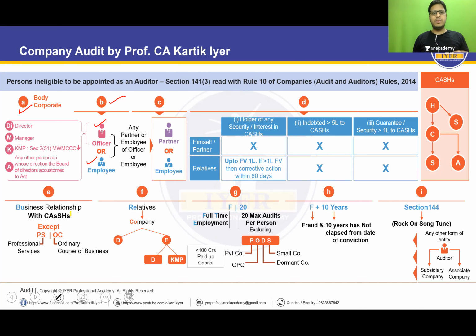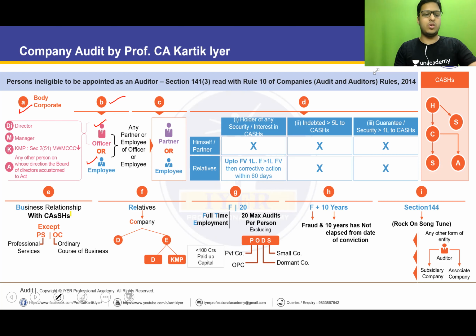It is defined there. That is basically MWM, CCC, lower arrow: managing director, whole-time director, manager, CEO, CFO, CS, and any person on whose direction the board of directors are accustomed to act. Okay, all these people will be considered to be your officers. Now after this, you have the employee of the company also here. So remember the employee of the company is also here. So clause A talks about body corporate, clause B talks about officer or employee of the company.